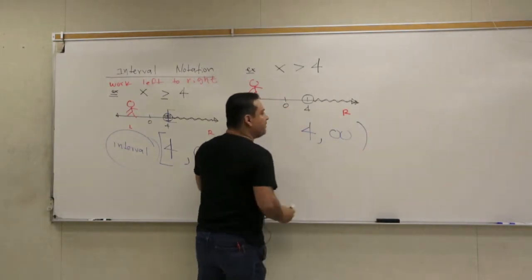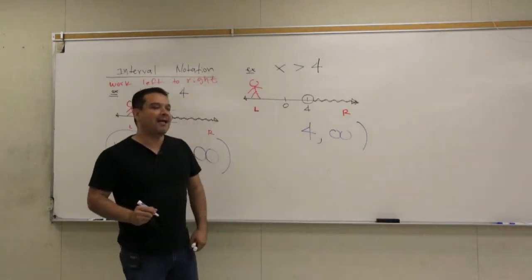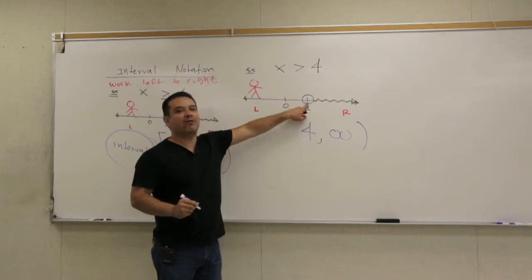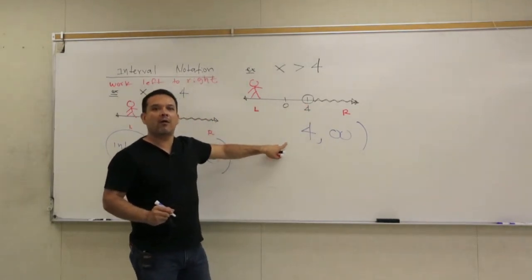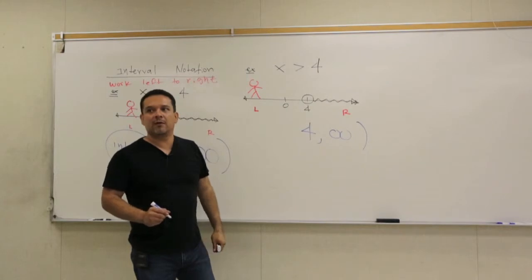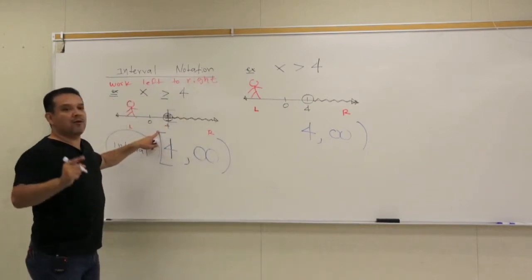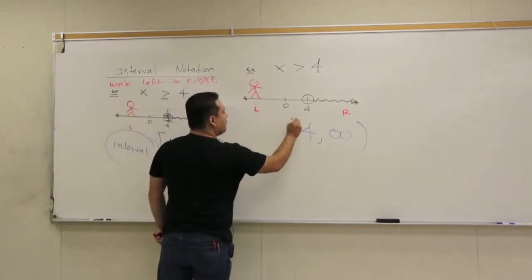We already know this is a parentheses. But what I'm getting at is this. If we do not include the 4, what symbol do we use? The square bracket? No, we use the what? We use a parentheses symbol.